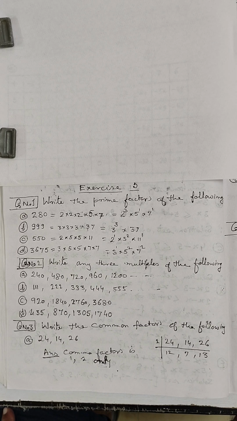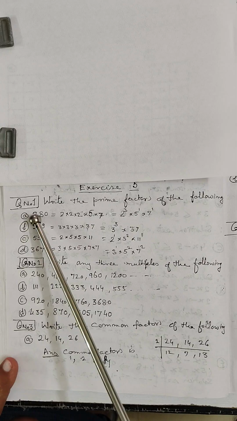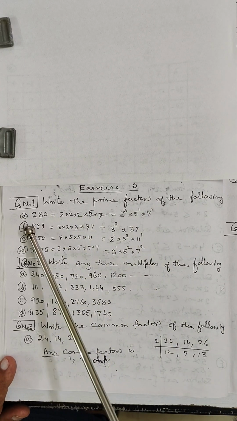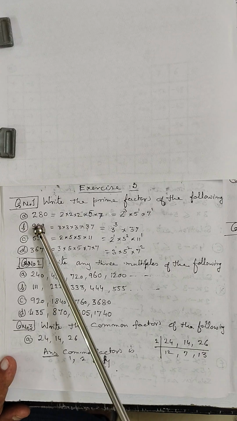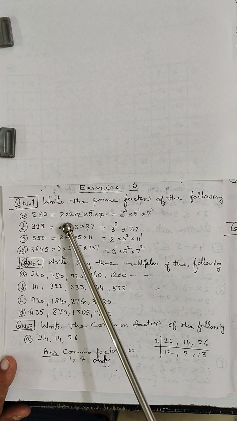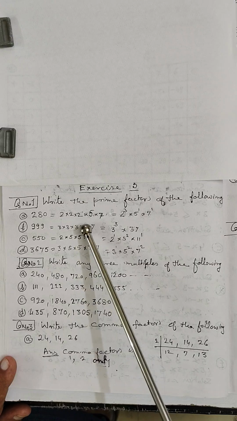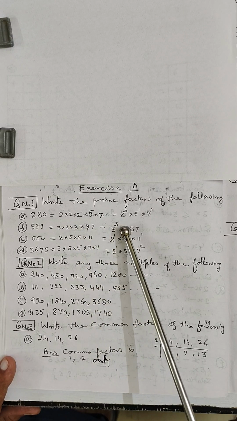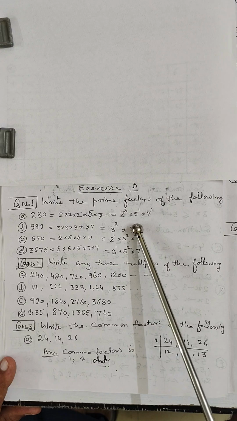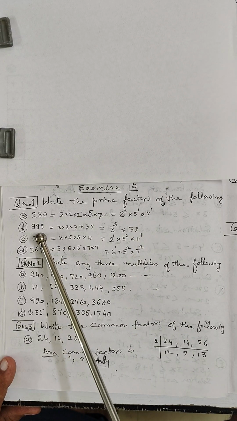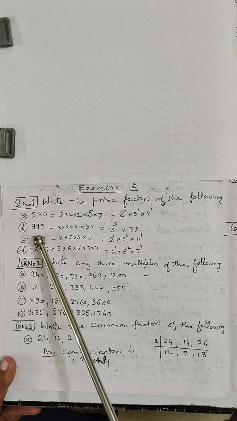ICSE Maths Class 8 Exercise 5, question number 1. Write the prime factors of the following. A part: 280. Its prime factors will be 2 into 2 into 2 into 5 into 7, and that can be written in this form also, that is 2 raised to power 3 into 5 raised to power 1 into 7 raised to power 1. Now B part, that is 999.